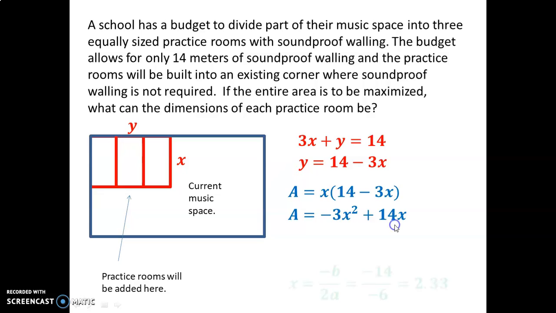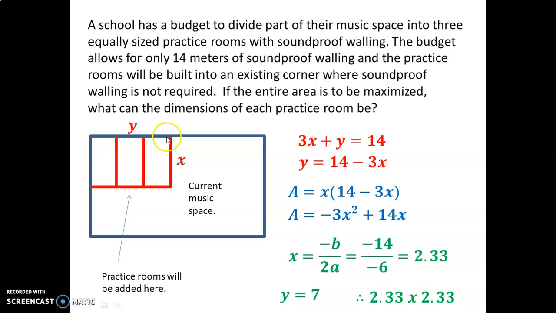And then we want to find the maximum. So we use negative b over 2a. And we find 2.33 is our x value. Taking that x value, putting it back in here, we get a y value of 7. So we find out that this must be 7, this must be 2.3. But 7 needs to be divided into 3 parts, which is actually 2.3 as well. So we found out that actually the 3 practice rooms are all going to be square-shaped, and they have these dimensions. Great, hopefully that one went okay for you.